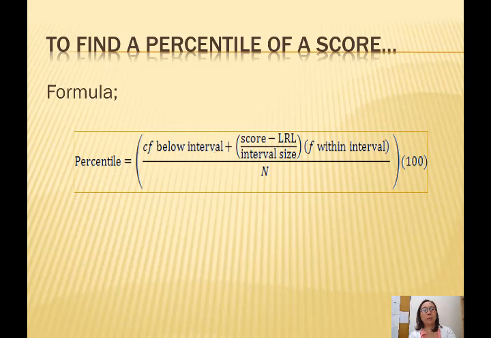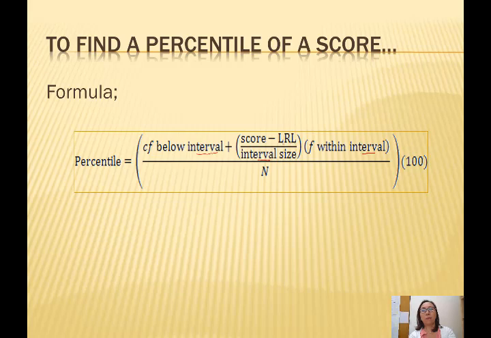CF below interval. Well, we know that CF stands for cumulative frequency, right? So cumulative frequency below interval. Now, interval refers to a line on the table, and you'll see this word pop up 3 different times in the formula. So that interval is going to be an important piece of information. And then in parentheses, you see the score. That would be the score that you want to see the percentile rank of, minus LRL.